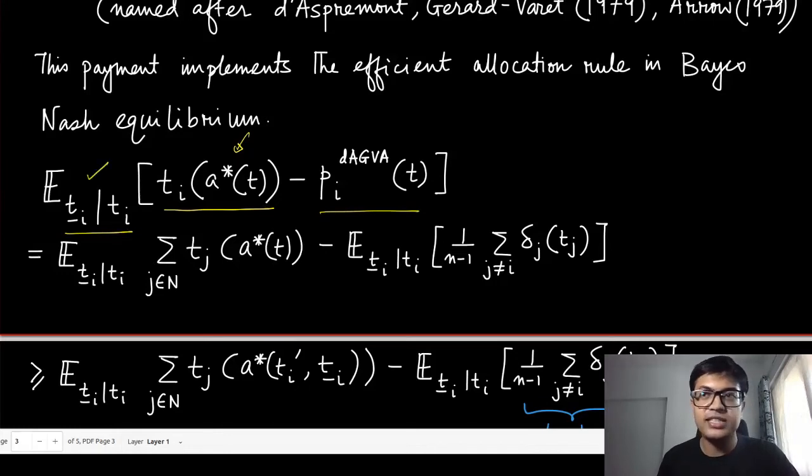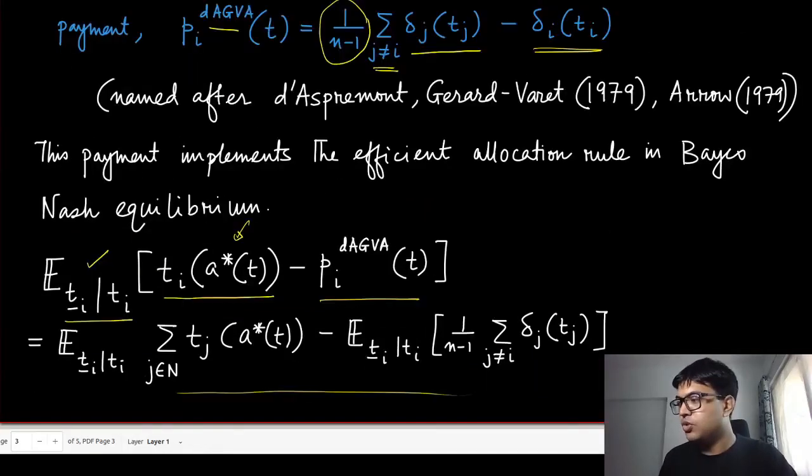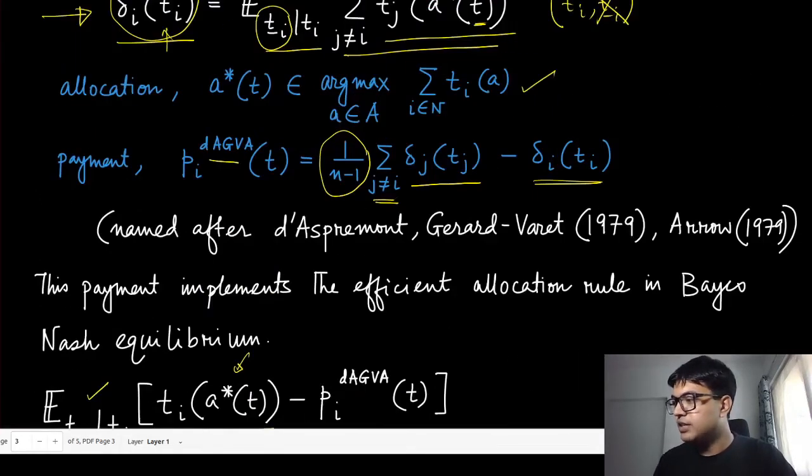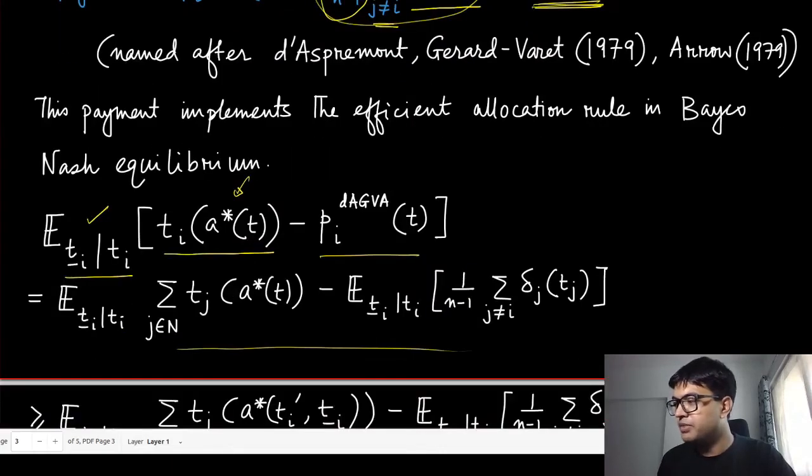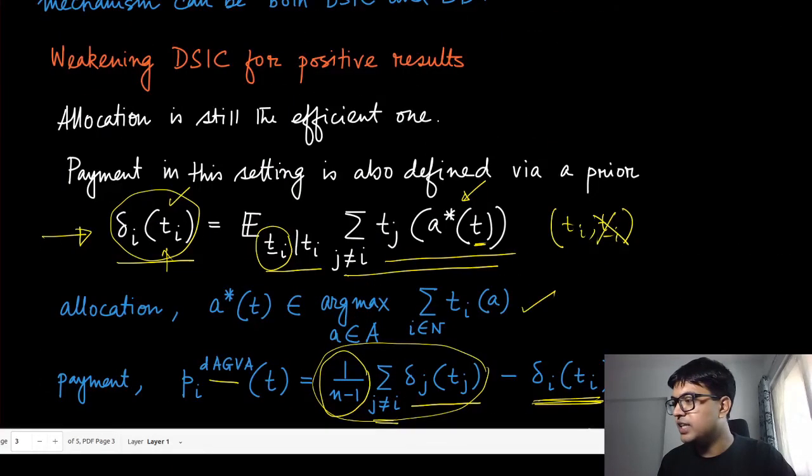So this is the ex-interim utility of player i. We can just expand this out, and this is quite straightforward. You can do this exercise. What happens is that we have this term separately handled, and this delta_i(t_i) comes in at the beginning. We notice that this delta_i(t_i) term was nothing but the expectation of t_{-i} given t_i, for all the agents except agent i.